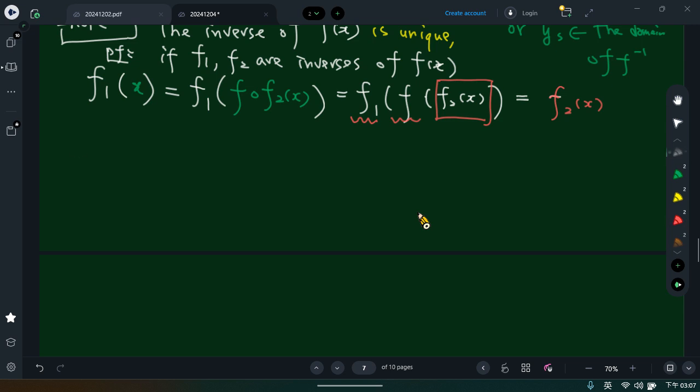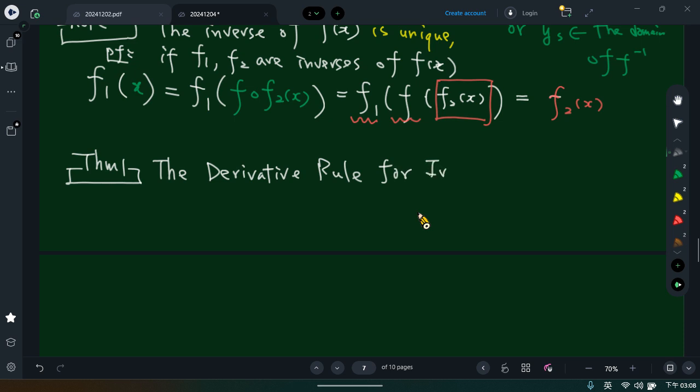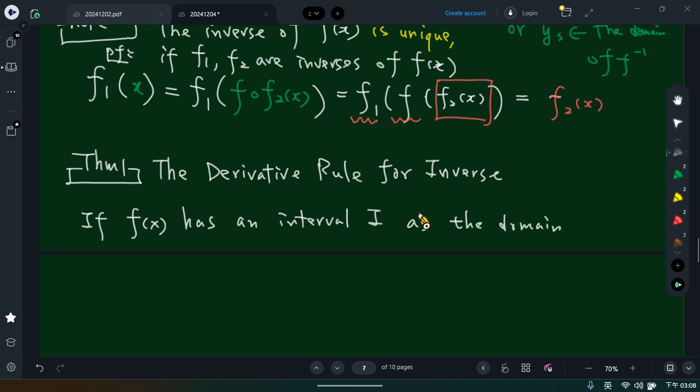Then, before we end the class today, I'd like to give you this one, so that next time when I talk to you about this part, it will not be the first time for you to see it. This is a very important theorem, the derivative rule of inverses. If f has an interval I as its domain, and f prime of x exists and is never 0, then we have a very important result.